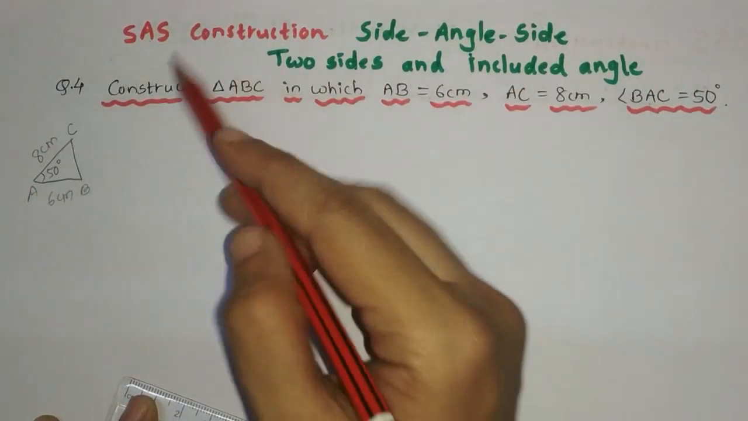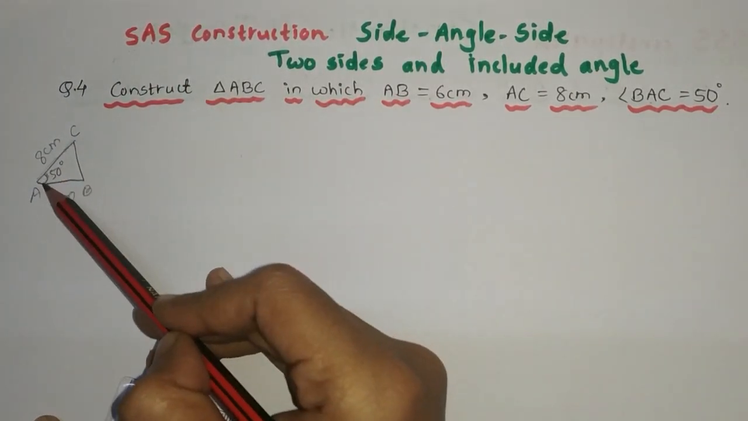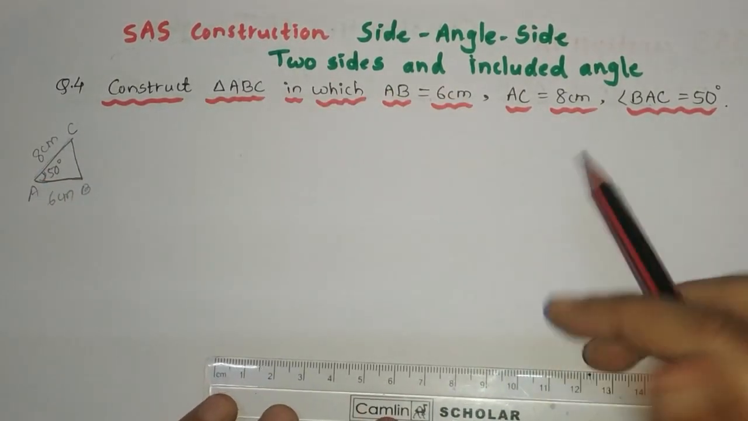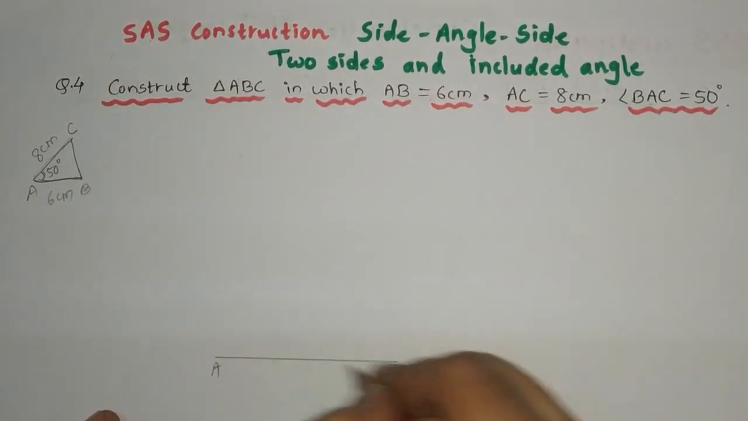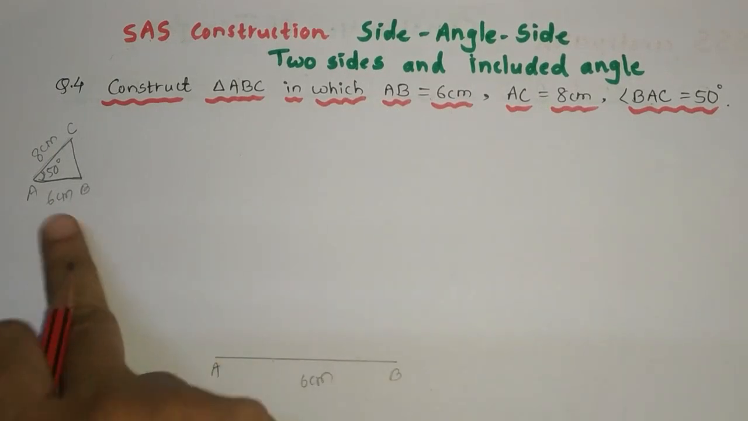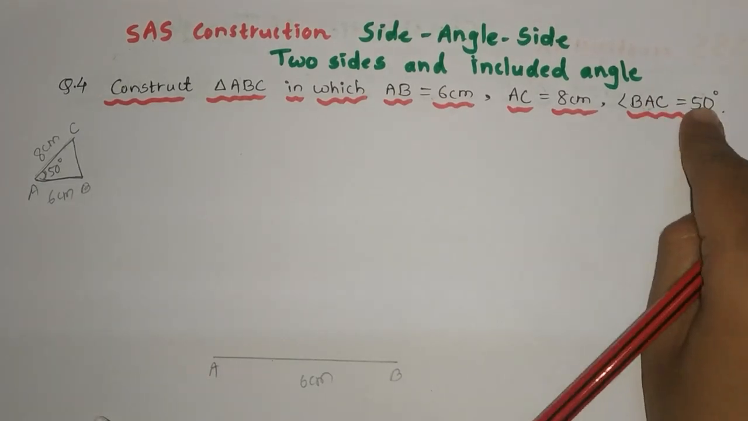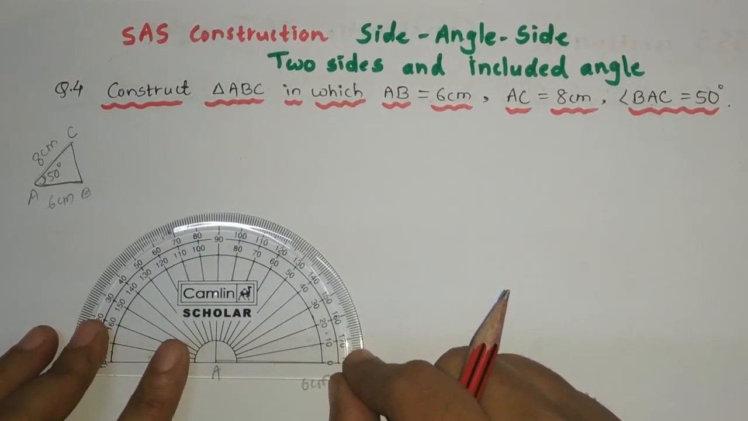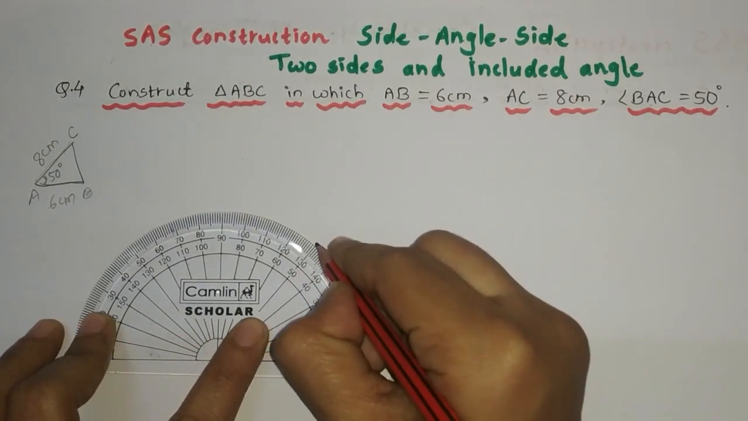Now you have noticed that in side angle side, one side is there, then the angle is included between them, and then another side is there. So starting from AB, we'll draw first of all 6 centimeter. Here it is AB, 6 centimeter. It is a rough sketch. We are drawing the fair image here. Now the very important part: at A, BAC, we have to take 50 degree. So use your protractor. Keep it here at A and draw the 50 degree, and mark 50 degree here.